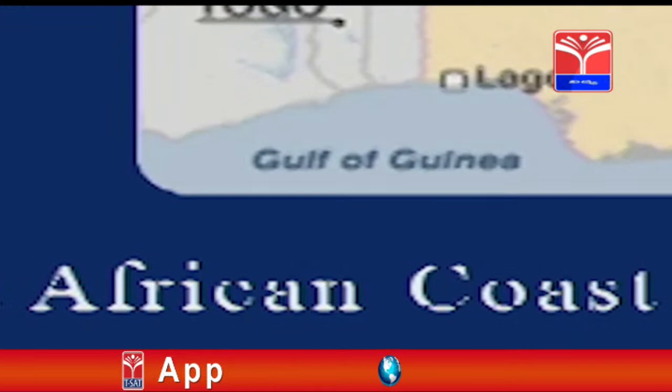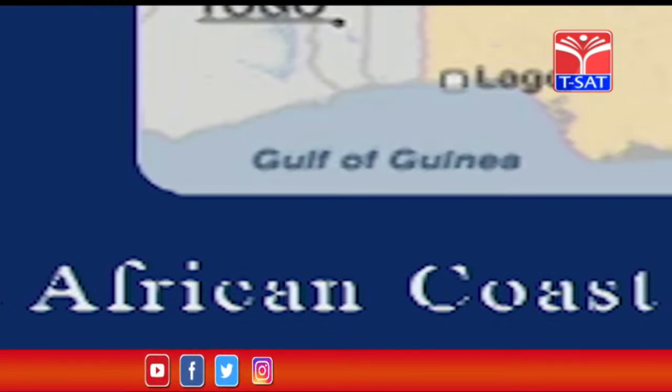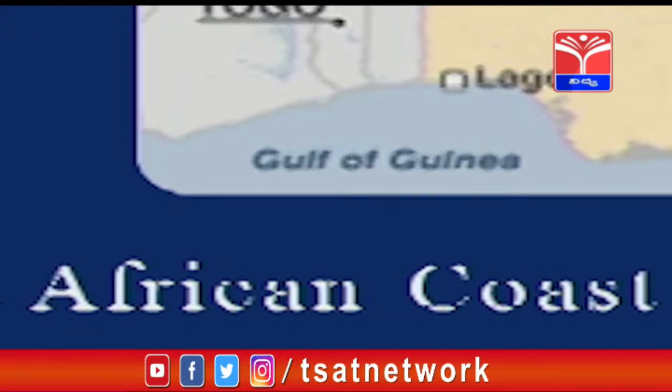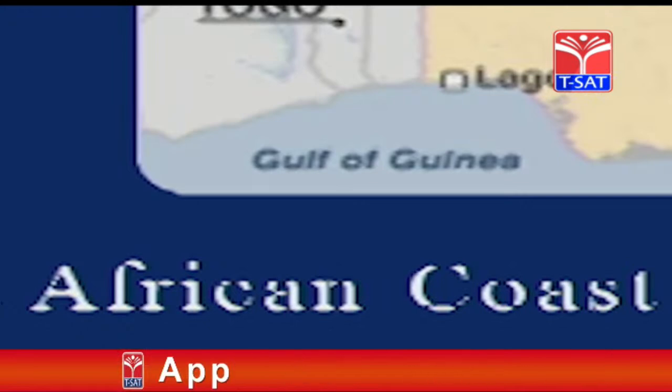Children, before learning about the liberation movement in Nigeria, just have a look at the background of Nigeria. The present Nigeria's capital is Abuja, and as we already learned, Nigeria is located on the West African coast, and this country is famous for petroleum, cocoa and palm oil.